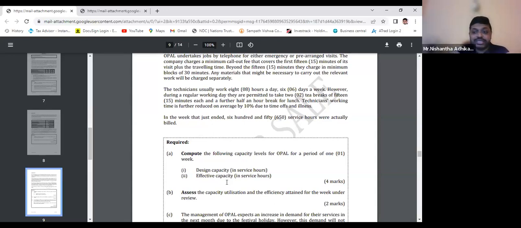What is the meaning of design capacity? Design capacity is the theoretical capacity considering ideal working conditions. Ideal working conditions means a 100% efficiency level. How many hours are to be worked and how many hours you have budgeted, right? Okay, we will calculate design capacity. Out of that, you have to work out the effective capacity, right? First we will work out design capacity. I will go back and show you how to calculate it.